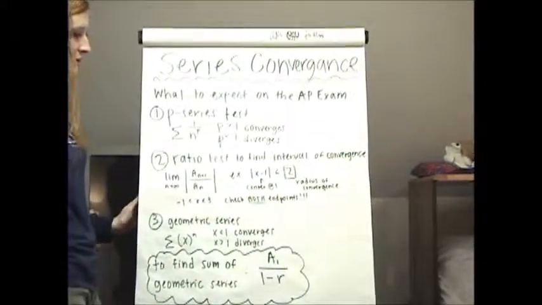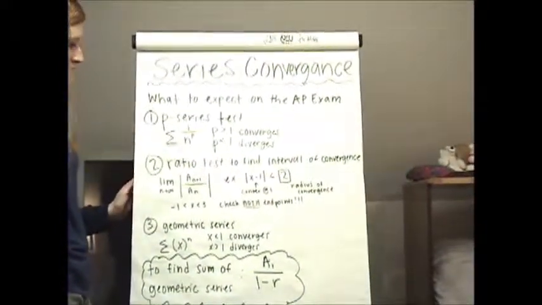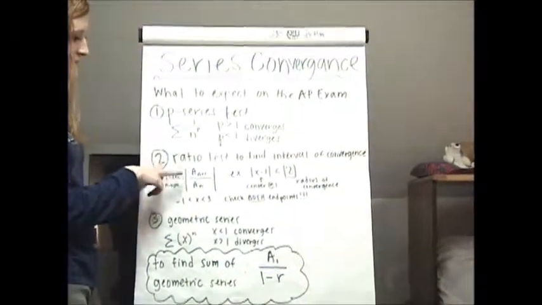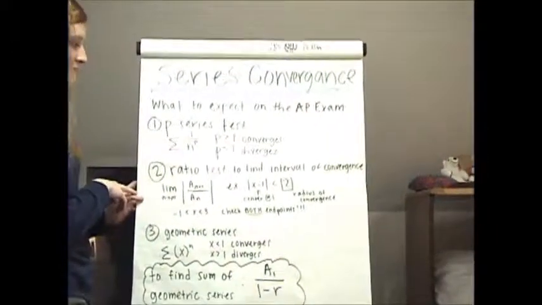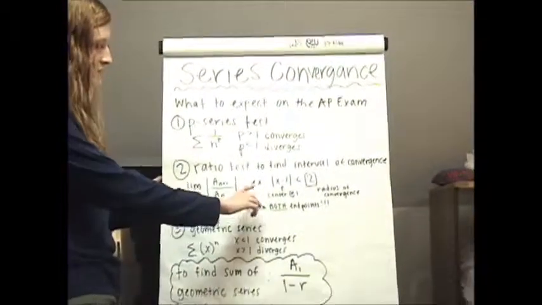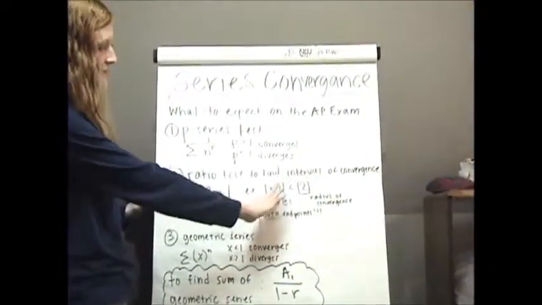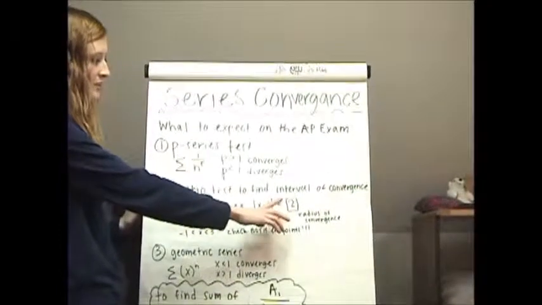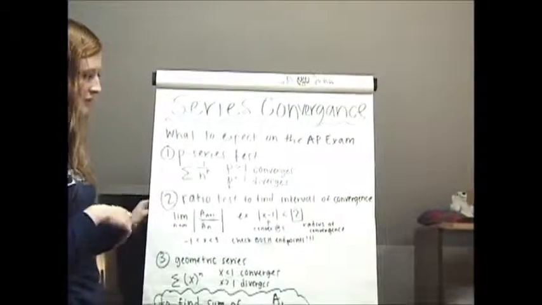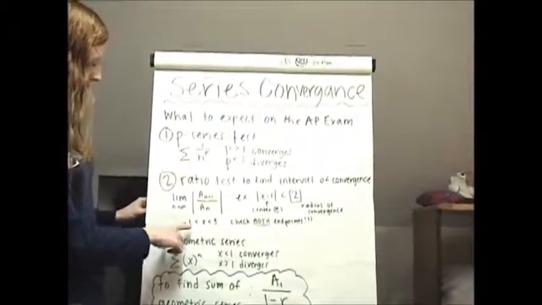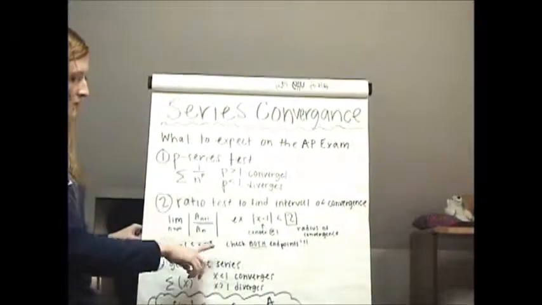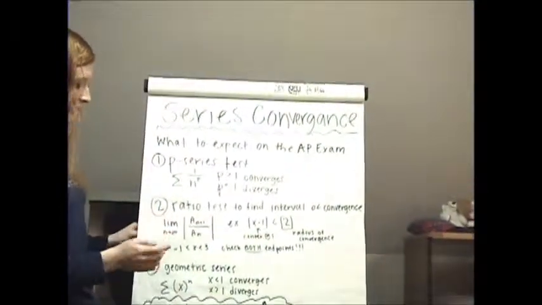The second thing is the ratio test to find the interval of convergence. And when you do the ratio test, you do the limit as n approaches infinity of the absolute value of a sub n plus 1 over a sub n. And when you simplify all that and find the limit, then you get something that looks kind of like this. The absolute value of x minus 1 is less than 2, where your center is at 1 and your radius of convergence is 2. So your interval is negative 1 is less than x is less than 3. And so once you get that, you have to check both endpoints to see which converge and which diverge.